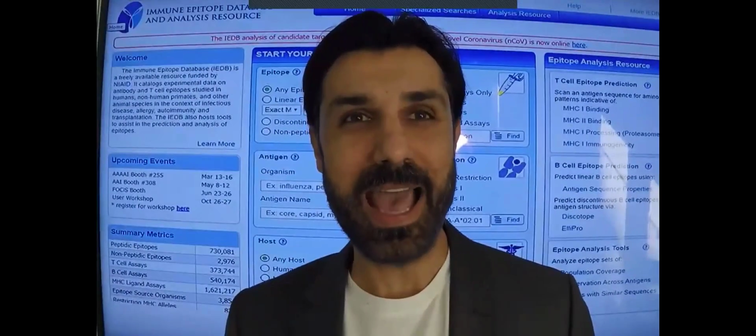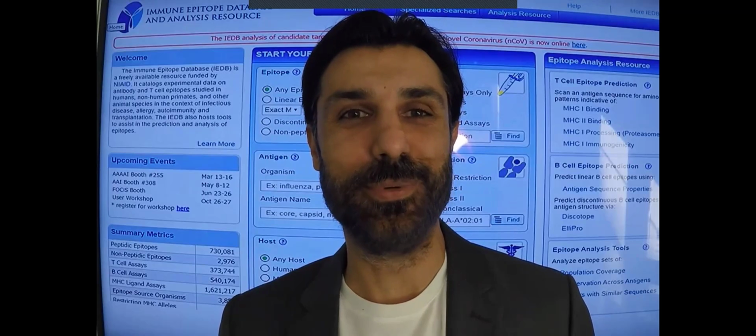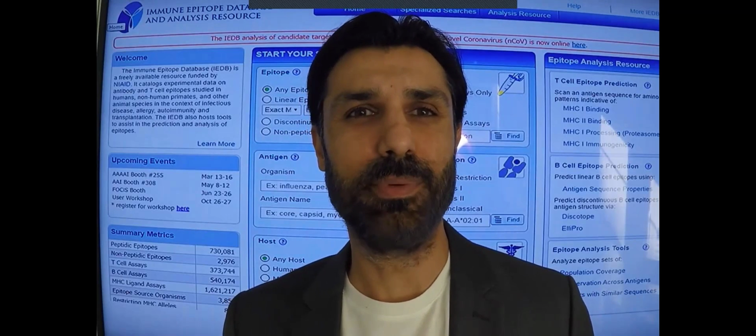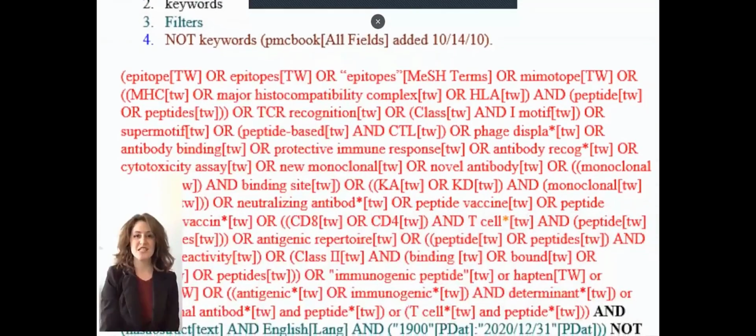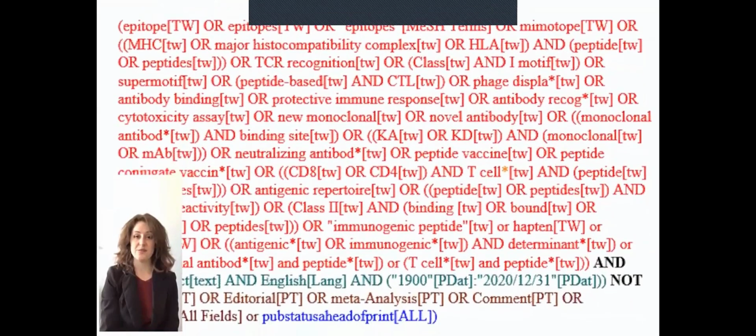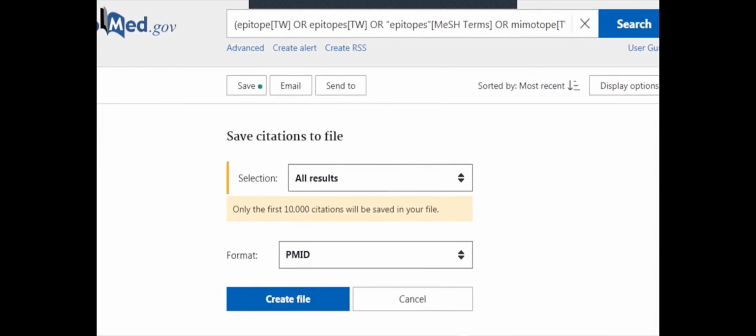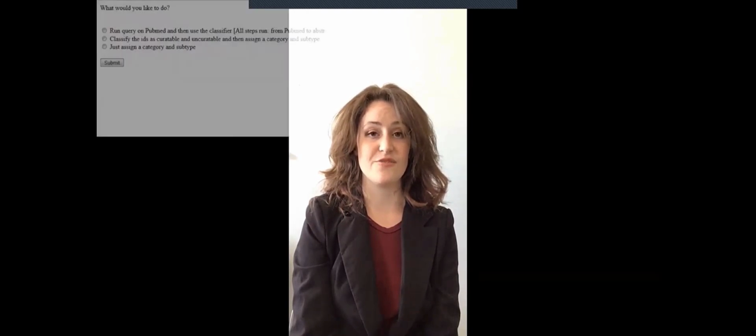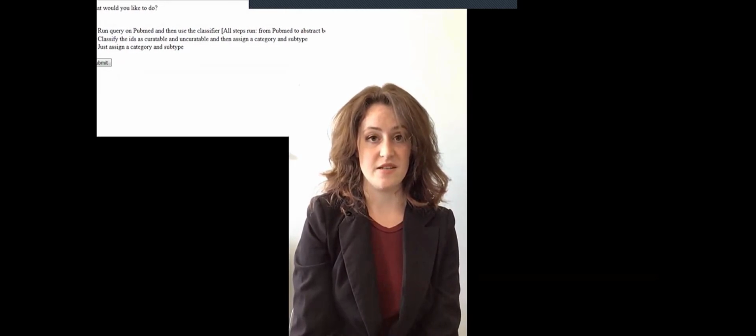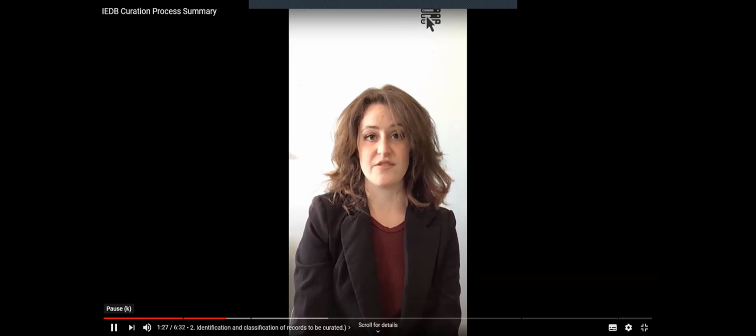This task is led by IEDB document specialist Lindy Edwards. Lindy, can you please provide us a brief overview of this process? Sure. We've created a customized PubMed query that is run on a bi-weekly basis. The retrieved records are analyzed by an automated text classifier to identify any records that are unlikely to contain information that is relevant to the IEDB, known as uncuratable. The potentially curatable papers are sorted into broad categories and subcategories. For example, allergen pollen or infectious disease poxviruses.